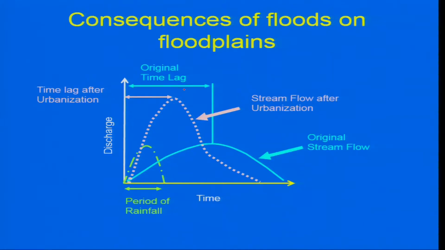With urbanization, you are covering more area, not allowing the water to percolate down, and you are generating more runoff. So, very quick discharge, very quick runoff will be experienced after the urbanization.